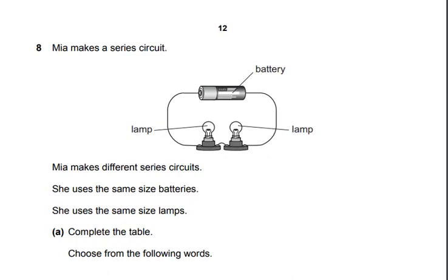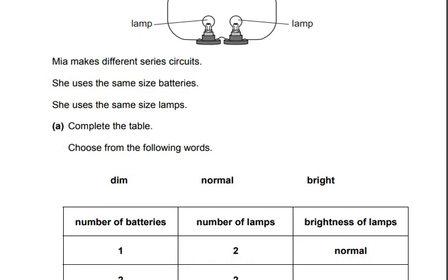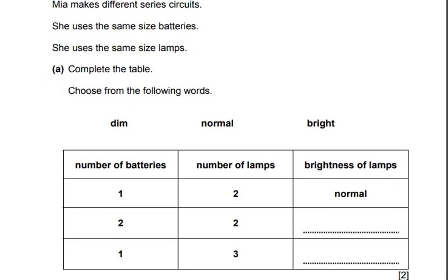Question number 8. Maya makes a series circuit. So we have a circuit here. Maya makes different series circuits. She uses the same size batteries. She uses the same size lamps. Complete the table. Choose from the following words. Dim, normal, bright. We have 3 words. We need to put them in the table to complete it.